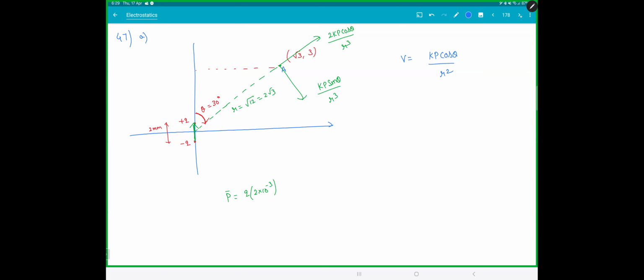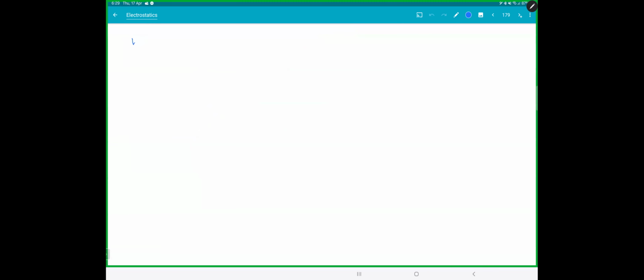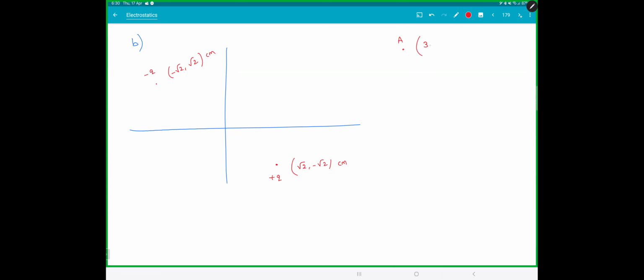Next thing. Similar one, you try this. What if I give you a charge like this? This is plus q, at (root 2, minus root 2). Let's say this is minus q, at (minus root 2, root 2). And let's say we have point A here. Let's say this is in millimeters, or let's say centimeters. We have a point here which is (3, 4), in meters. Same thing. Find the field and potential at point A. Just get me the angles and the distances.